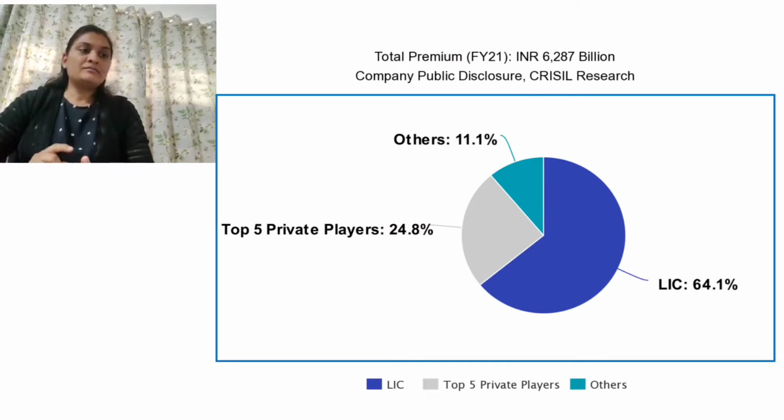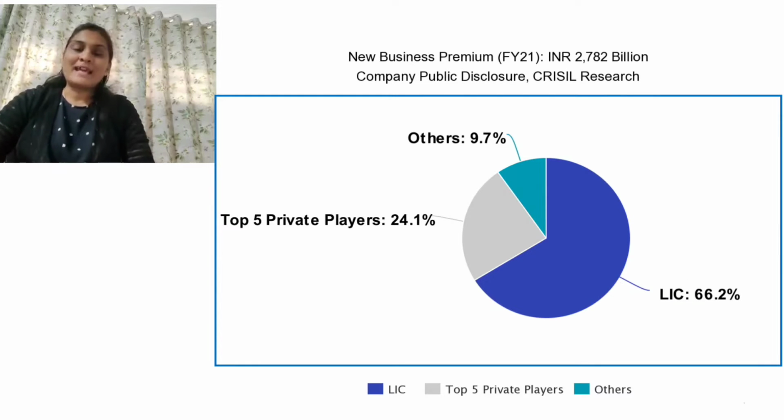Discussing about the market share of LIC, so looking at the pie chart that we have shown on the screen, the LIC share is 64% in terms of total premium as of fiscal year 2021, and top 5 private players has a share of 25% and others are 11%. And when we see in terms of new business premium, LIC has a share of 66.2%, and the other top 5 private players have a share of around 24%. So we can see that LIC has a high market share when compared to the private insurers.